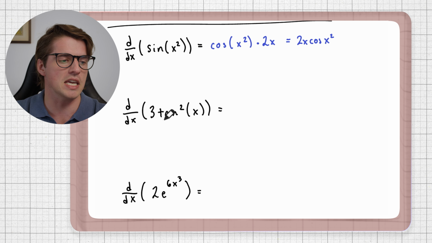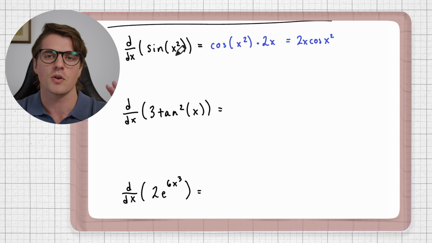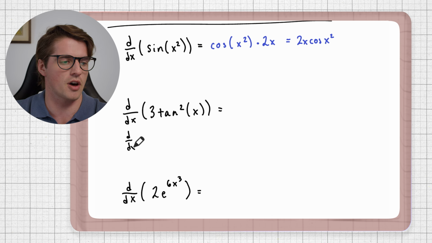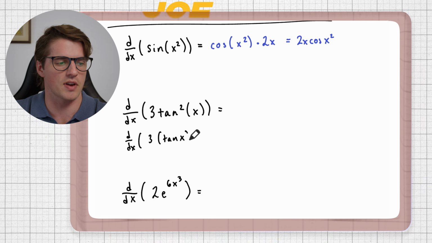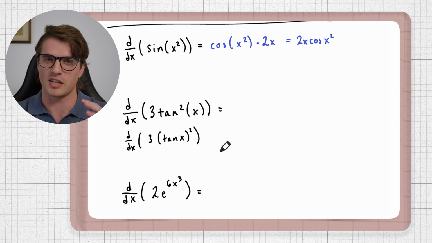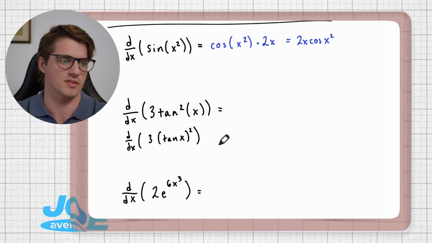Continuing on, we have the derivative of 3 times tangent squared of x. You'll notice we had an x squared in the last one. In this one, we have a tangent squared. So sometimes it can be helpful for us to see this as the derivative of 3 times tangent of x, all squared. That squared on tangent is really on the outside of the whole expression. It's not on the x.